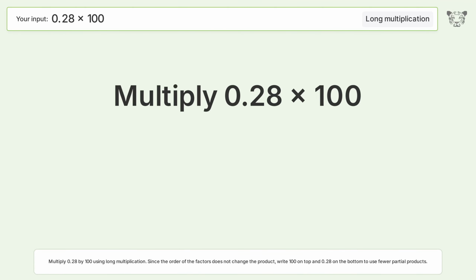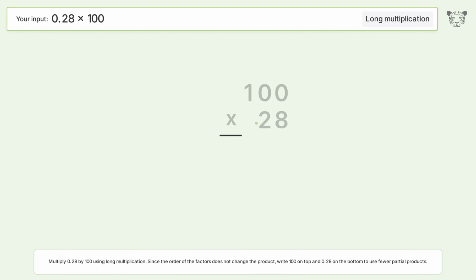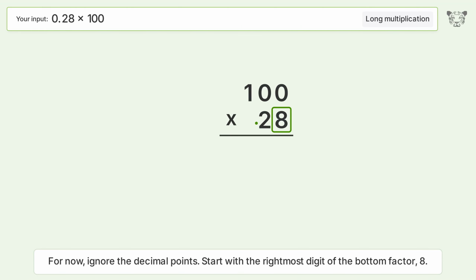Multiply 0.28 by 100 using long multiplication. Since the order of the factors does not change the product, write 100 on top and 0.28 on the bottom to use fewer partial products. For now, ignore the decimal points.